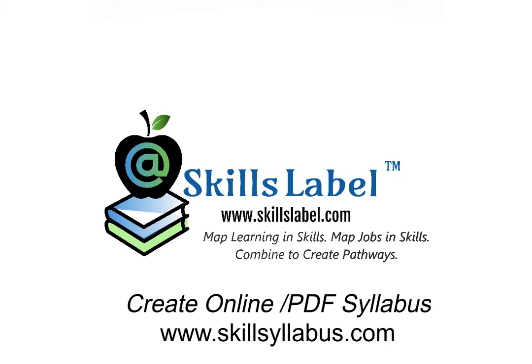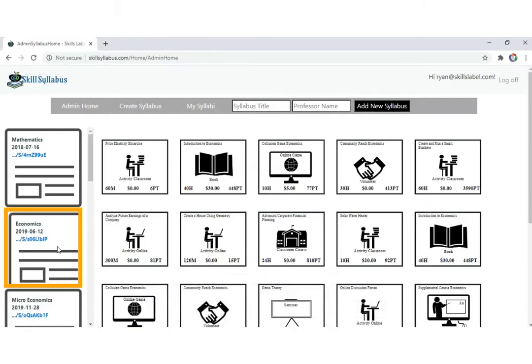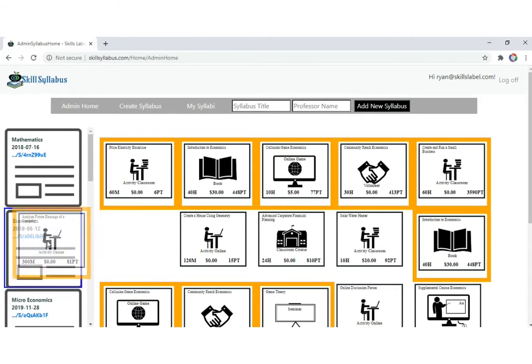I'd like to announce the newly revised skills syllabus, which is one element in the patent pending skills label system. There are four elements in the system: jobs, courses, the syllabus, lesson plans and projects, and tasks as learning labels. An element may get assigned to any of its parents. So jobs accept syllabus, projects, and labels, and syllabus accept projects and labels, and projects accept labels. Each gets a unique landing page and its own functionality, so fully qualified.